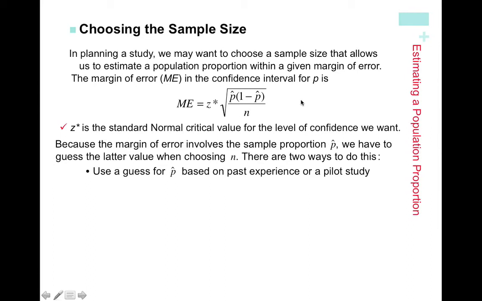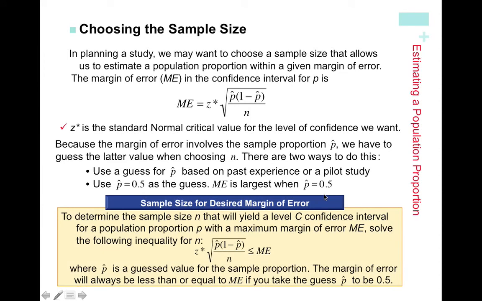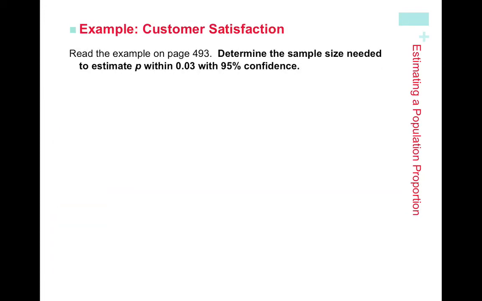The problem with this formula is that you need to have some prior information about p hat. So sometimes we would use a guess. If there was a prior study that was conducted, we might use information from that prior study to figure things out. Sometimes if we didn't have any prior information, we would use p hat equal to 0.5 because the margin of error is the largest when p hat is equal to 0.5.